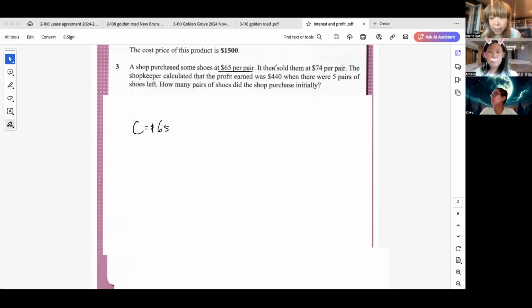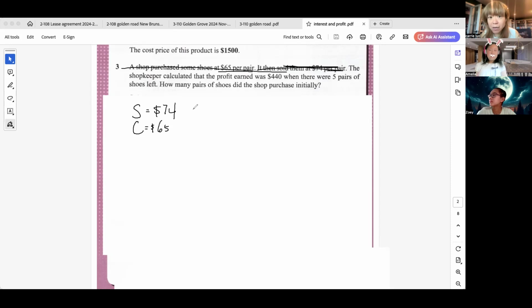Now, it then sold them at $74 per pair. What does it mean? Selling price is $74. Very good. So we write S equals 74. These two sentences we don't need to look at anymore, they can be crossed out, because I have S equals 74, C equals 65.